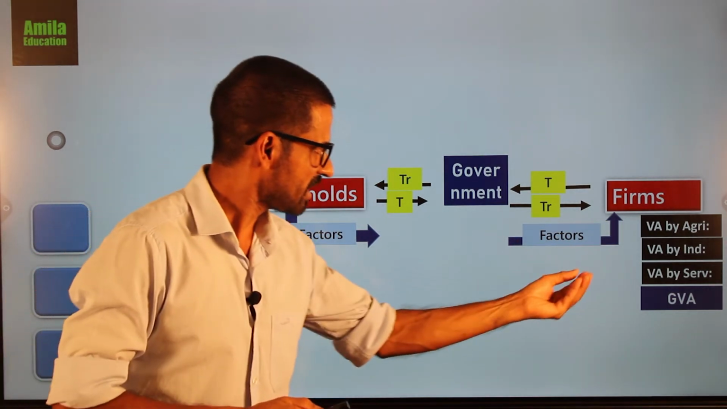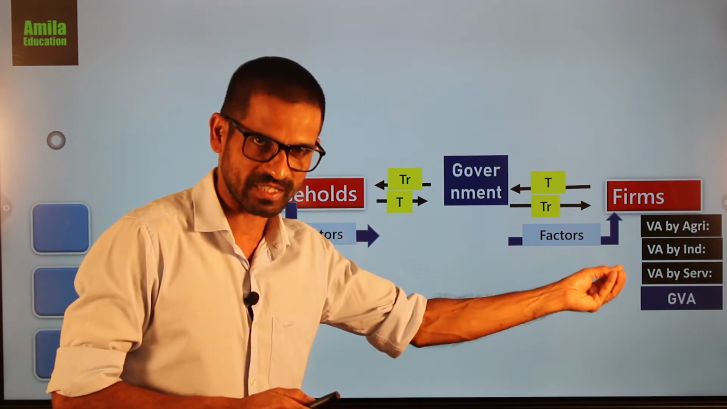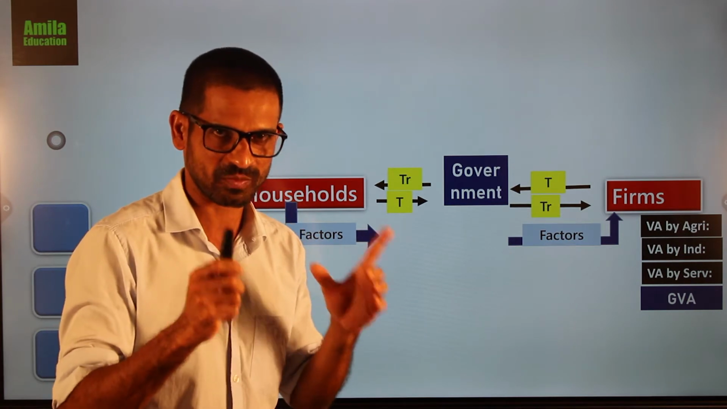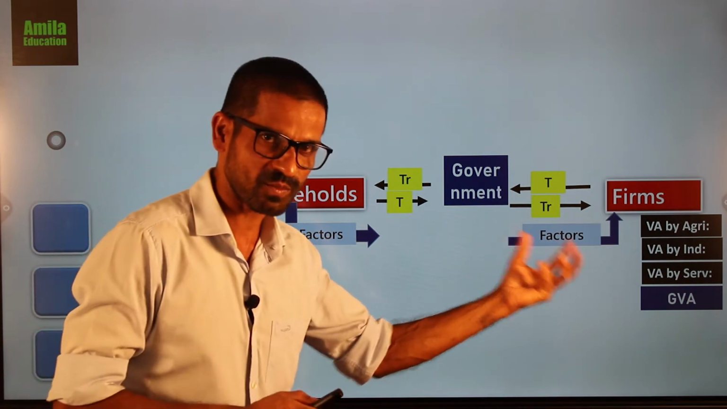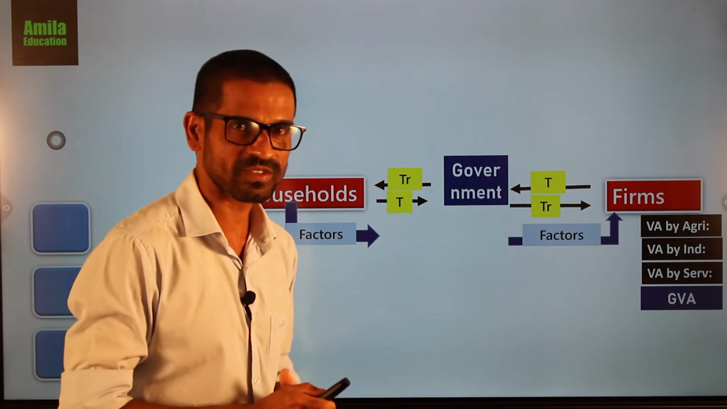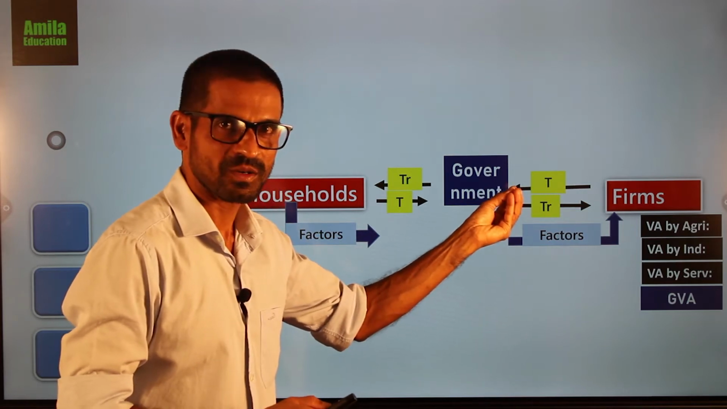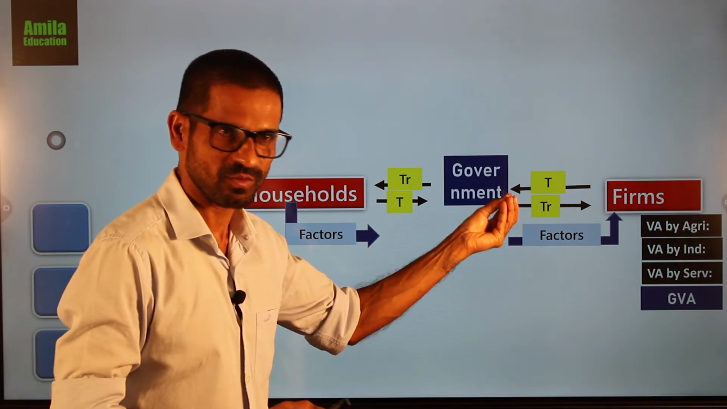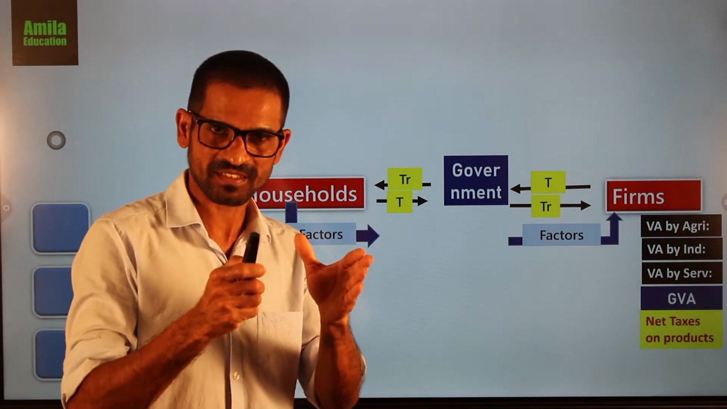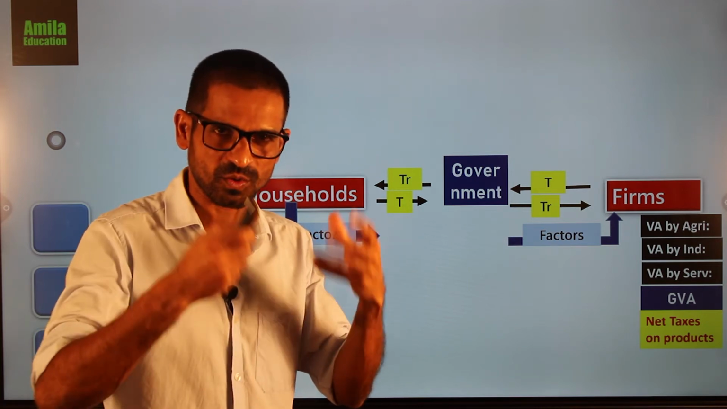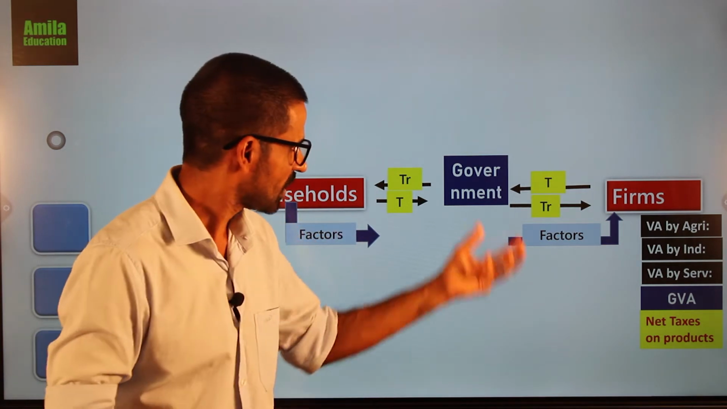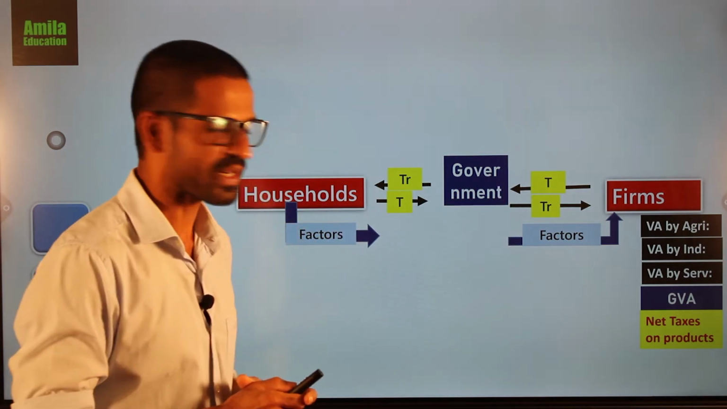So this output, we call it gross value added. You will understand why it is called gross value added later; I will explain it later. This is the production process, the value addition process. To this output, the government imposes taxes minus subsidies. We call it net taxes on products. Here the product means goods and services. We take the net value: taxes minus subsidies on products.